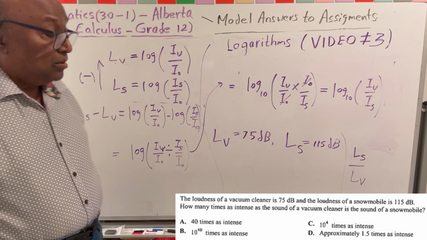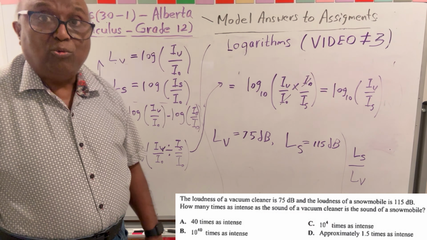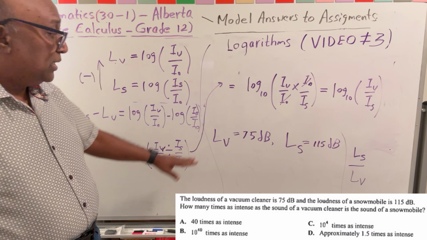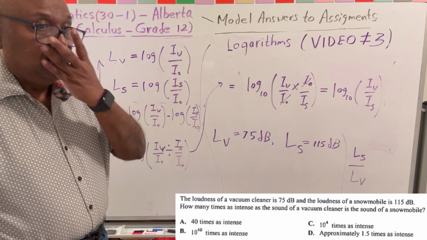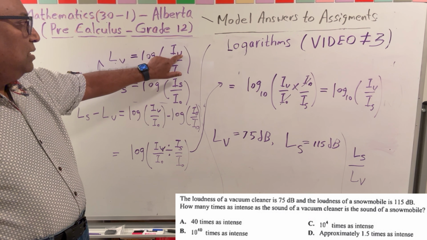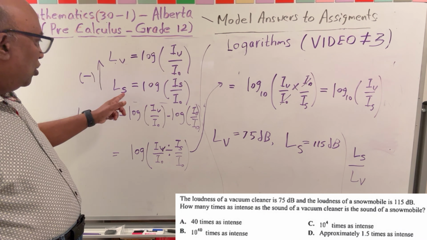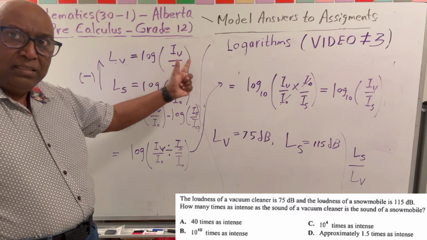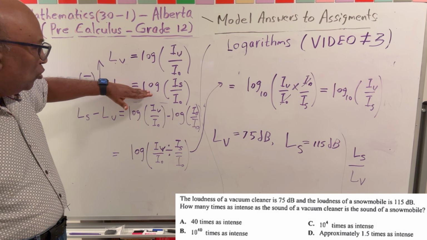Okay, what did you do so far? Actually, I applied this loudness formula. I applied this given formula for these two situations, for the case of vacuum cleaner as well as for the case in snowmobile. That means I just put subscript V to get this equation. When you put subscript snowmobile S for this equation, you are getting this. This is the first equation, this is the second equation.